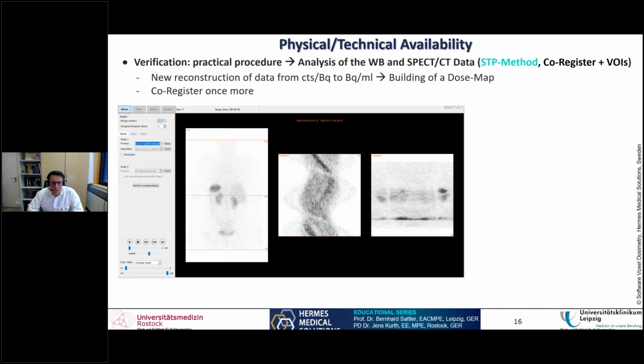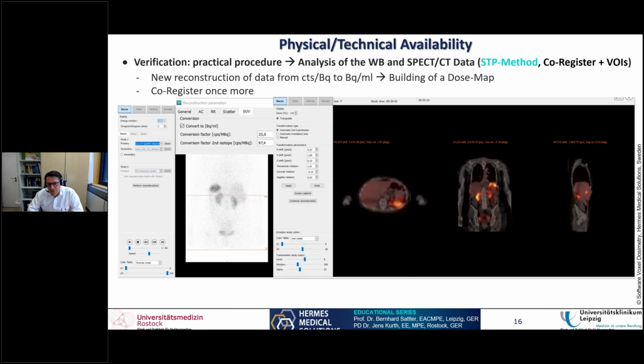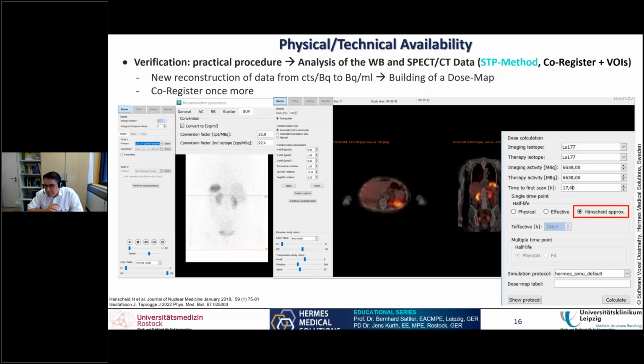With new reconstruction methods that come along, we can also reconstruct the data anew. We can actually use quantified data with this calibration factor that we have determined before, and then reconstruct an actual dose map that has, of course, to consider several integration approximations.